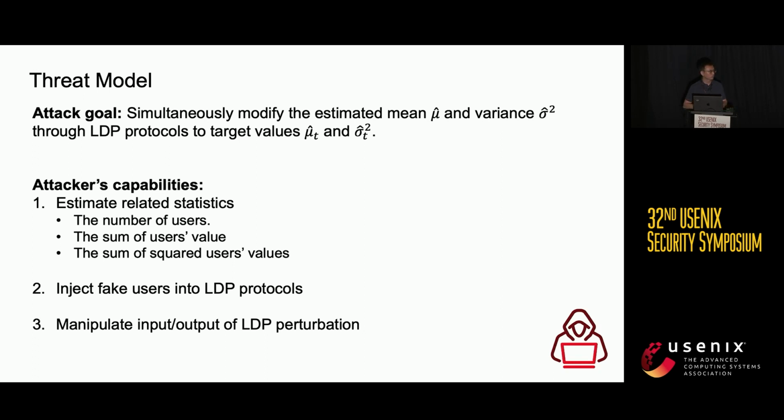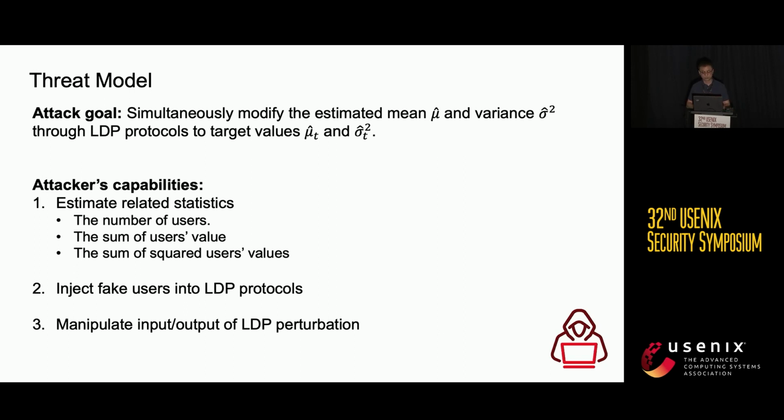So what's the threat model here? Formally, our goal is to simultaneously modify the estimated mean and variance to the attacker's target values. We assume that the attacker can do the following things before the attack. The attacker can estimate some auxiliary information about the users. For example, the attacker can estimate the number of users during data collection. All right, so this is viable.